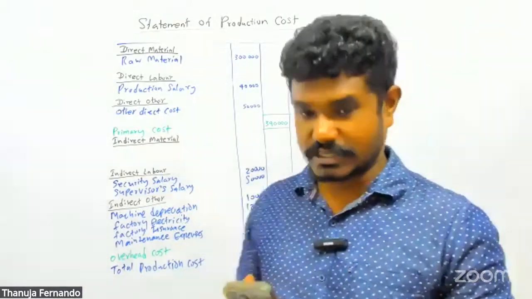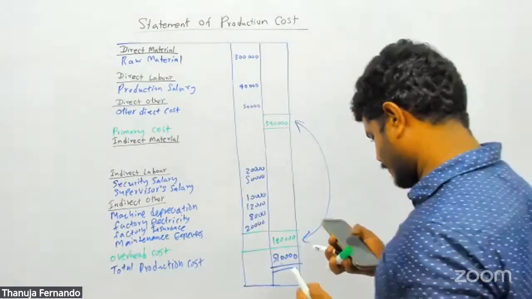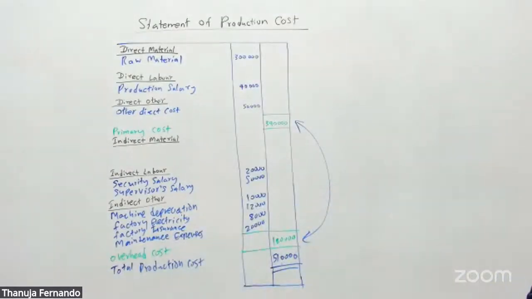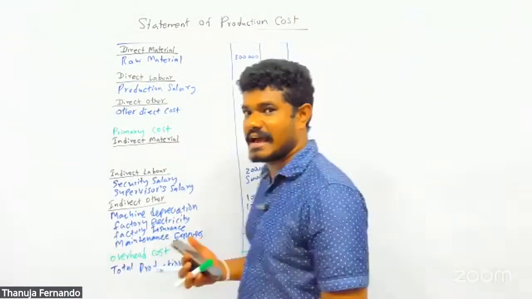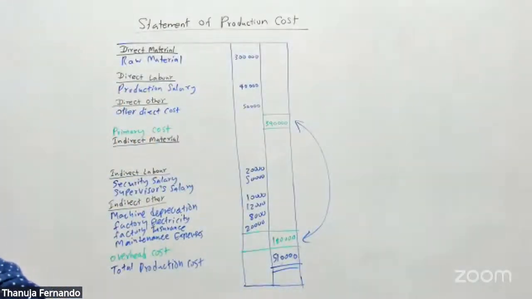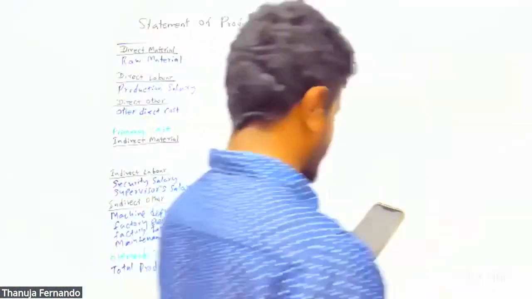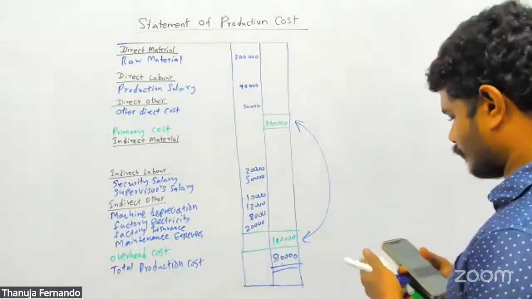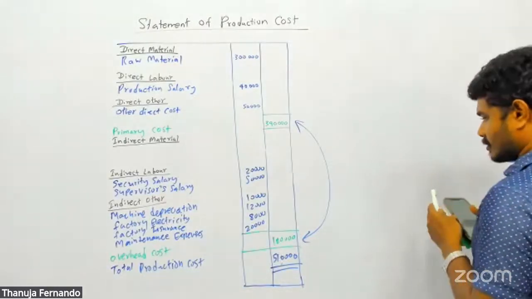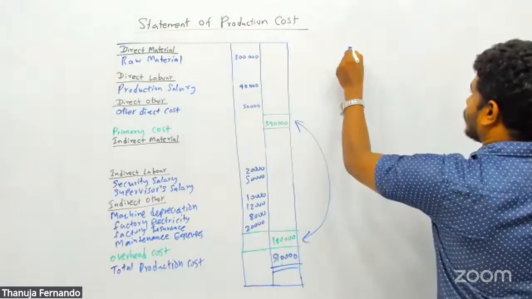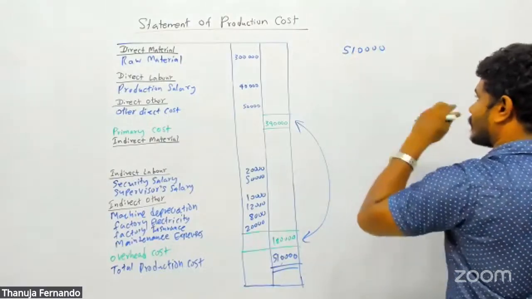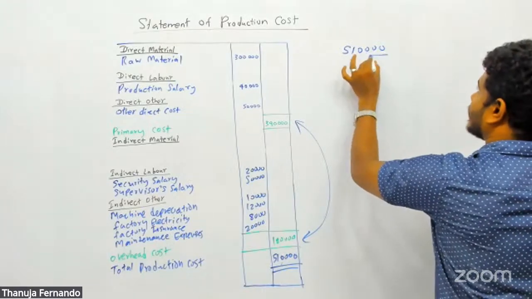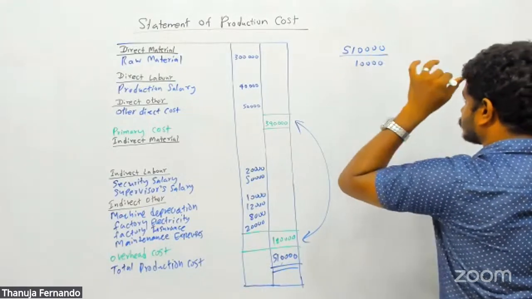510,000 rupees, the total production, right? Then the selling price per unit. Now we know the total production cost, and they are asking for the selling price. Before that, they have mentioned some details. 10,000 tiles were produced during the month. It means the total production cost is 510,000. In this 510,000, we have produced 10,000 tiles.